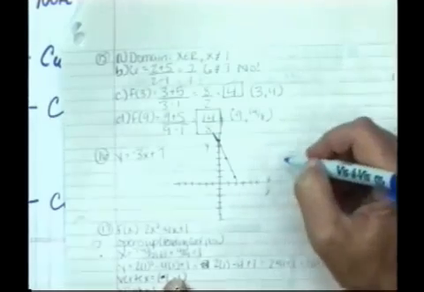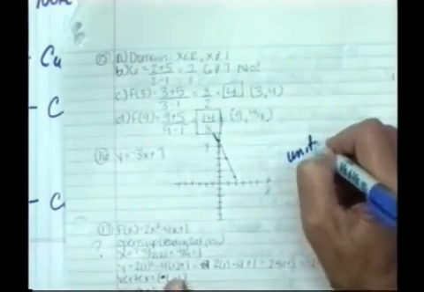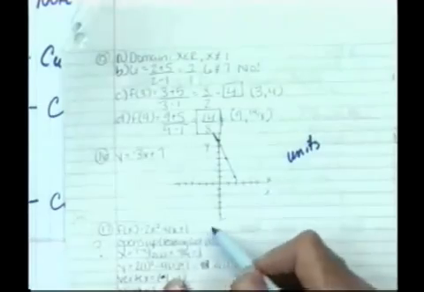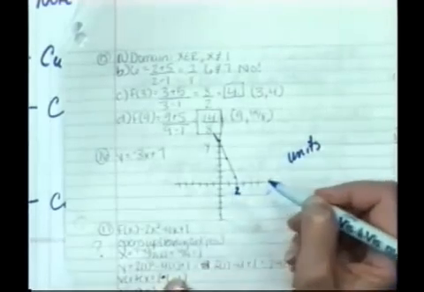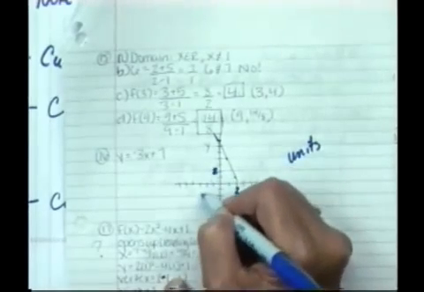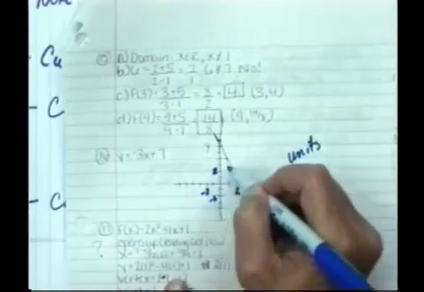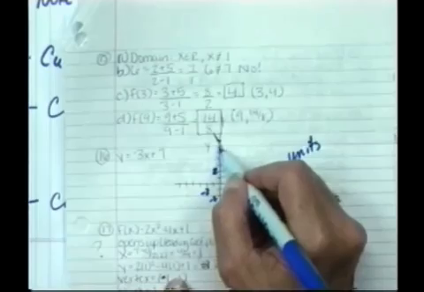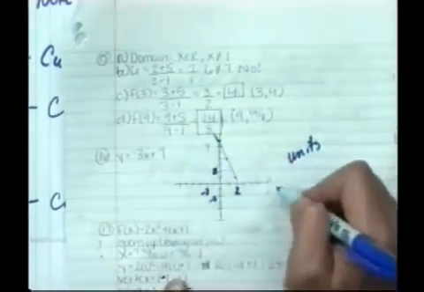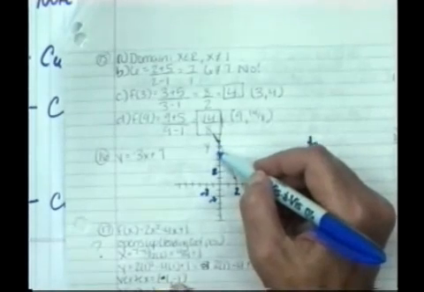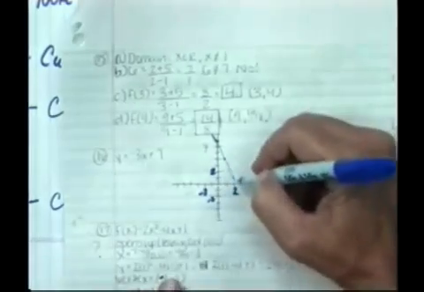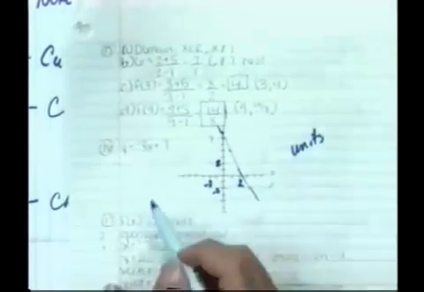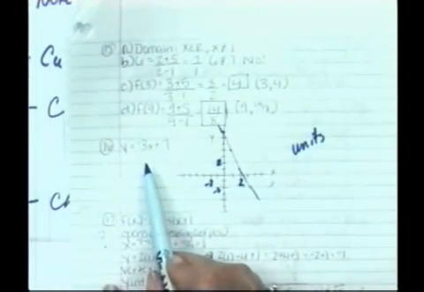It's not labeled. We don't have any units on the graph because the units along the x-axis don't have to be the same as along the y-axis. My guess is these are units of 1, so we need to put these on there: 1, 2, 3, 4, 5, 6, 7. The axes were labeled, but the units weren't. Y-intercept of 7, slope of negative 3 over 1: 1, 2, 3 down, over 1. So we're good.